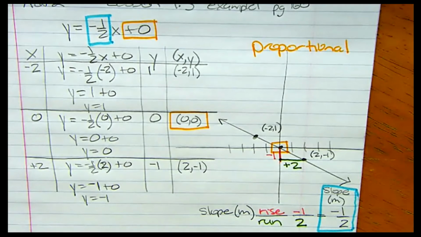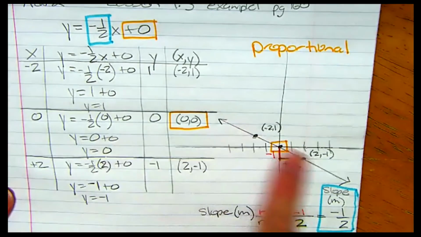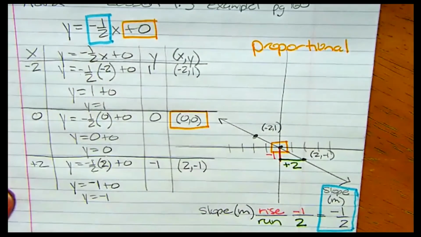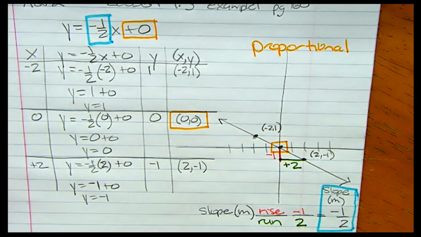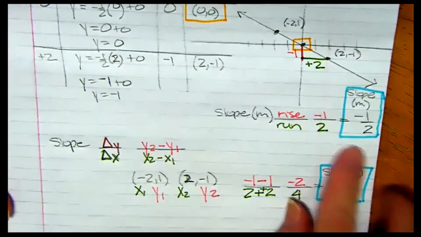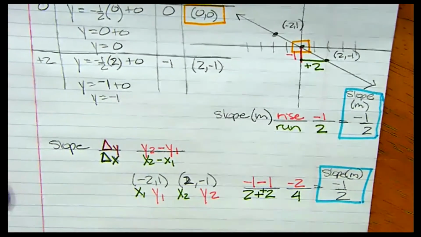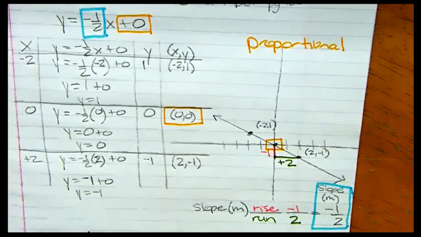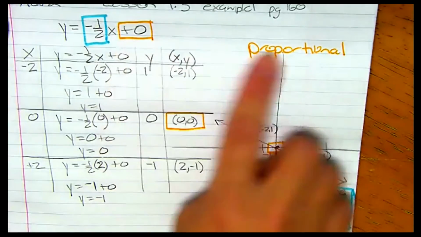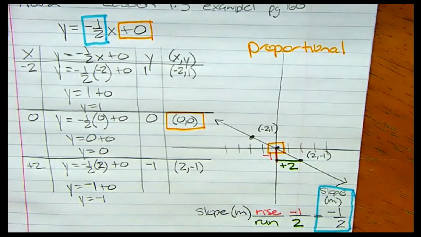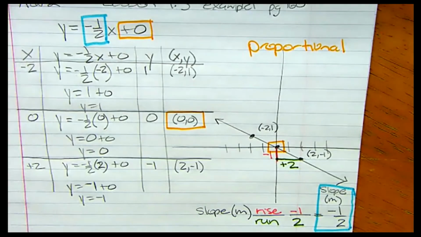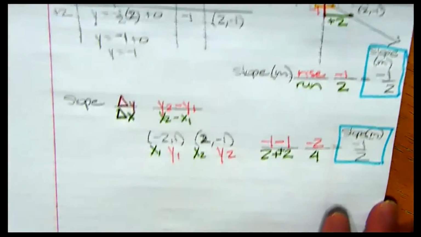So those are the 3 topics that we've been dealing with for the past 2 weeks. Graphing a linear equation, figuring slope, the 2 different ways to find slope, and is the relationship proportional or not? So let's summarize this.